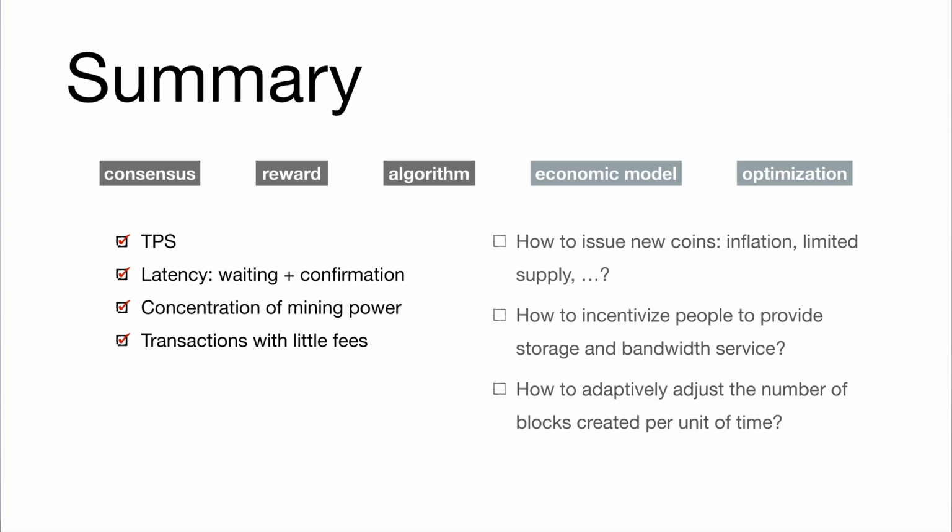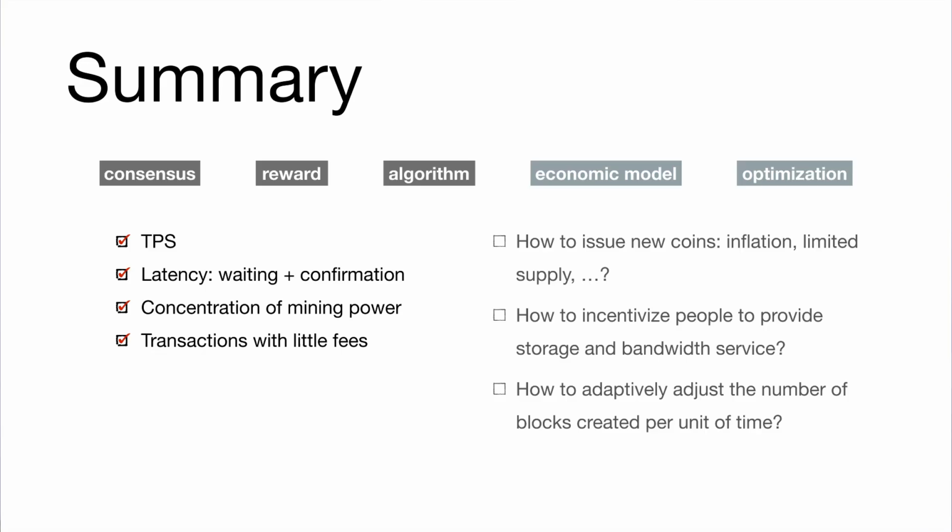The second one is about optimization. For example, if the arrival rate of transactions is low, do we have to produce that number of empty blocks? Or can we adapt the rate at which blocks are being created in response to the changing arrival rate of transactions? These are all very interesting research questions that need to be resolved.